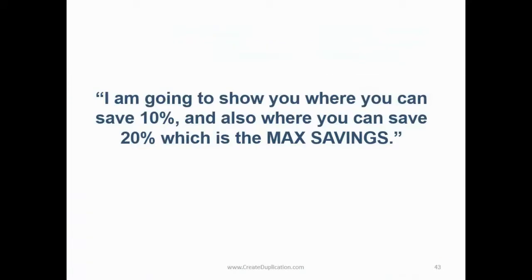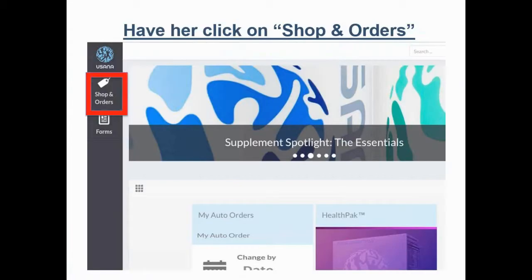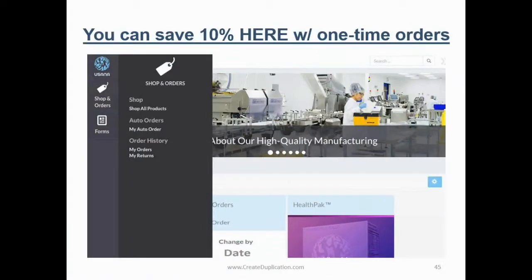And now you're going to see, now Marianne, here's what I say. I'm going to show you where you can save 10% off of retail, and I'm also going to show you where you can save 20%, which is your max savings. Okay, so I'm going to show you both. So first thing, Marianne, I want you to click on Shop and Orders. And when you click on Shop and Orders, you're going to see this sidebar that's going to appear, and you're going to click, well, don't do it, but I'm just going to show you. Click on, or there it is, Shop All Products. Now, Shop All Products is where you can make a one-time order and you will save 10% off of retail.